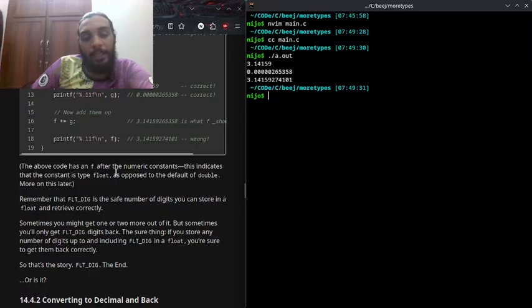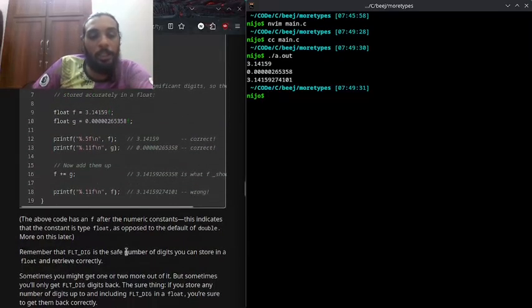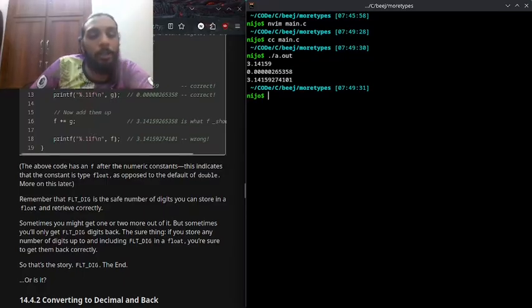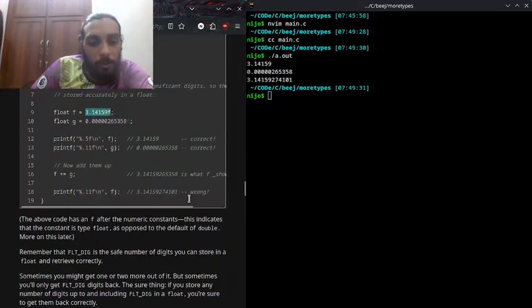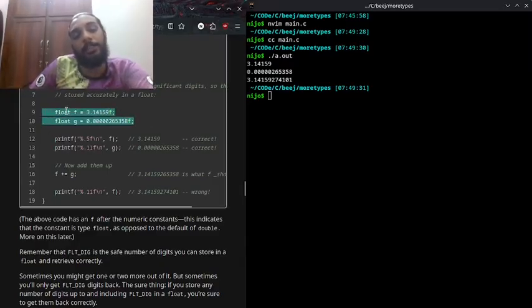The above code has an f after the numeric constants. This indicates that the constant is type float as opposed to the default of double. More on this later. Oh wait, no. This indicates that the constant is type float as opposed to the default of double. So I believe the C language sees all these decimal points as double.